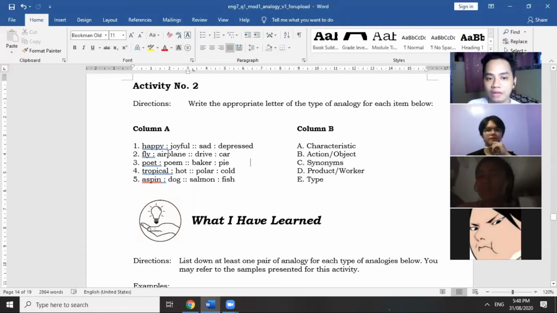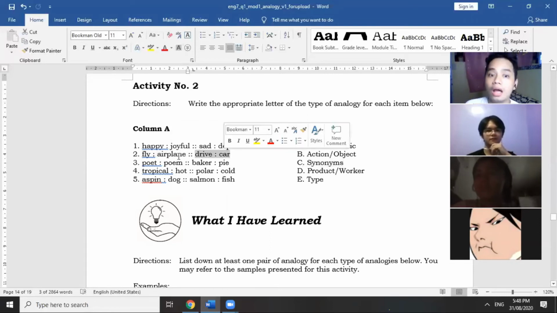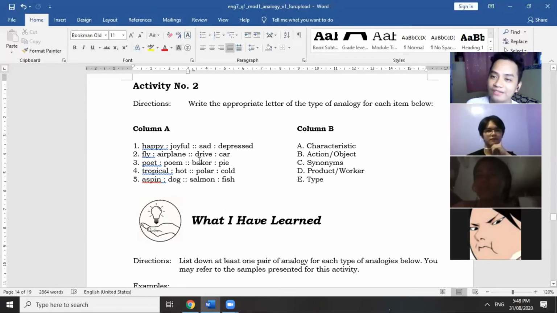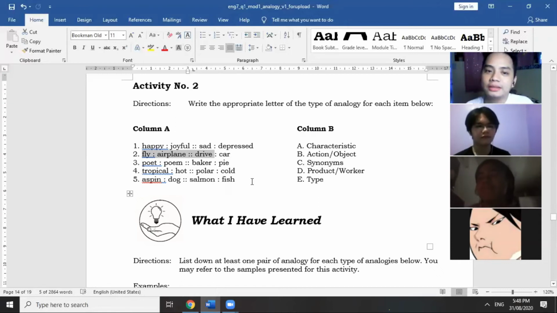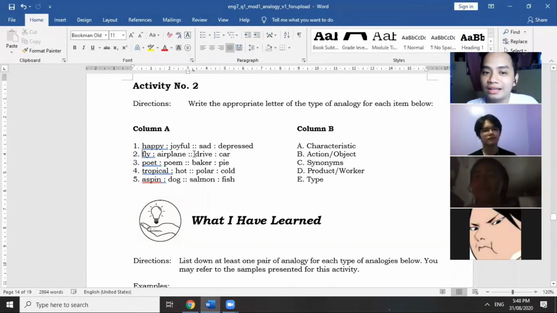Number two, fly is to airplane as drive is to car. We need to read it the way it should be read, okay? What do you think is the relationship here? Letter B, action or object. This is the action. What does an airplane do? It flies, right? What does a car do? We use the car for driving. We use the plane for flying, right? That's as simple as that.